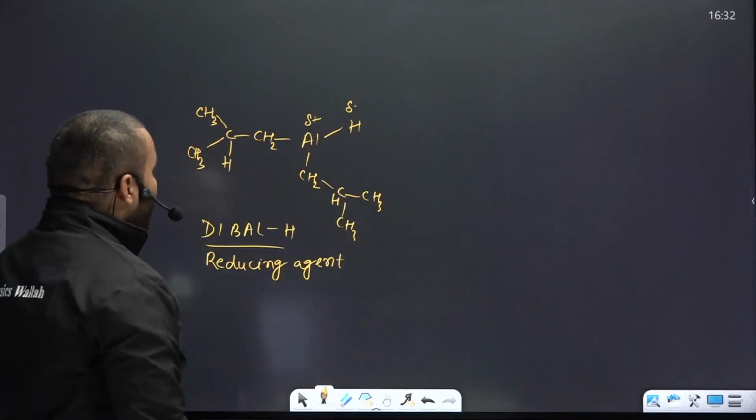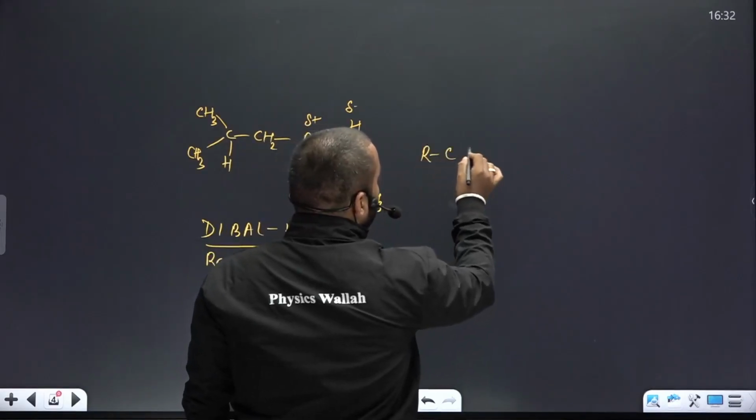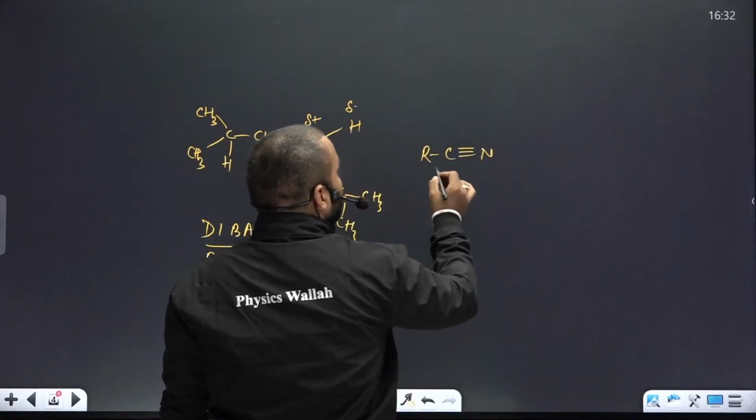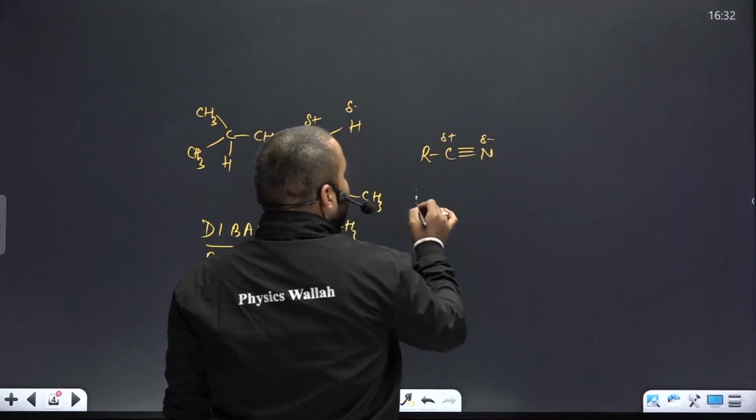Now when you react it with RC triple bond N, what do we obtain? The hydride is going to attack the delta positive center. This is the delta negative center. Hydride attacks here.